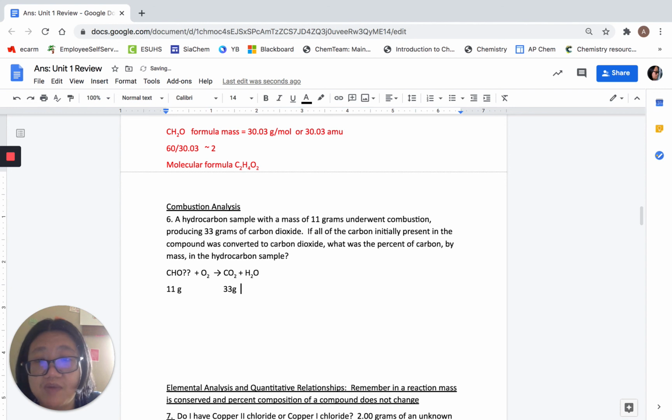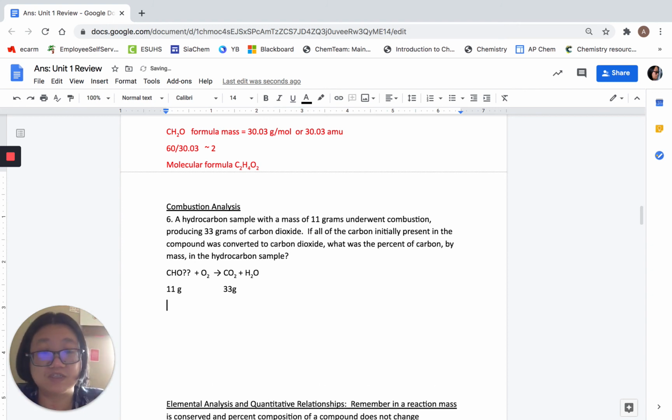And if all the carbon initially present in the compound was converted to carbon dioxide, what percent of carbon by mass is the hydrocarbon sample? This is a little bit different from what I used to teach you. What I used to teach you was you can use these to figure out the percents of carbons and hydrogens, and then you backtrack and find it. Here is the same idea. What they are trying to say is all the carbon in the CHO can now be found in the carbon dioxide. So first let's find out how much carbon is in the sample. That's what you have to do first. That's what the question is saying.